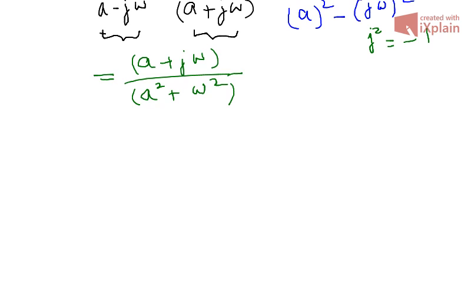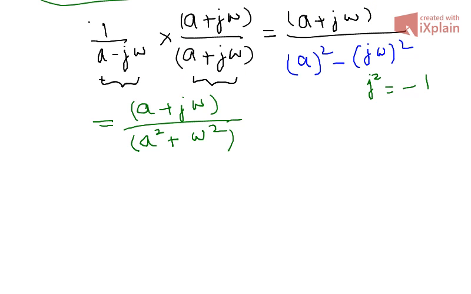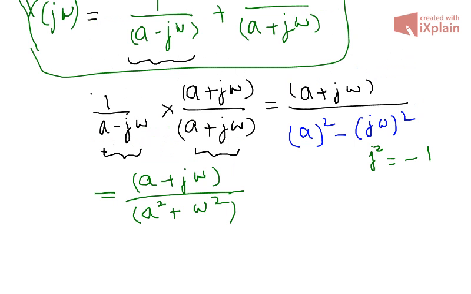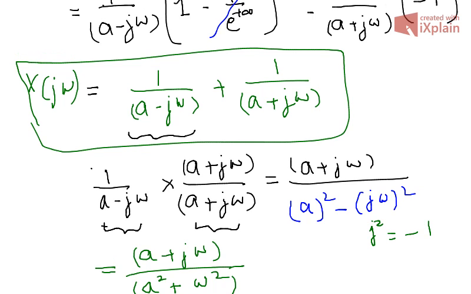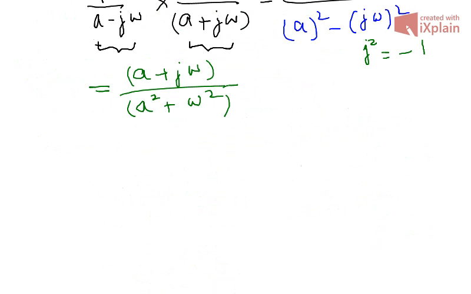let me find the other term in this X of j omega, which is 1 over a plus j omega, right? This second term. So let's try to simplify this second term in a standard form.